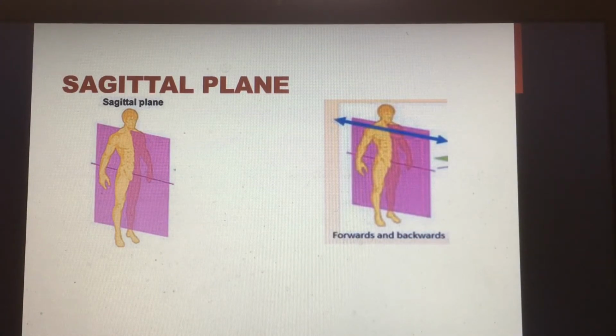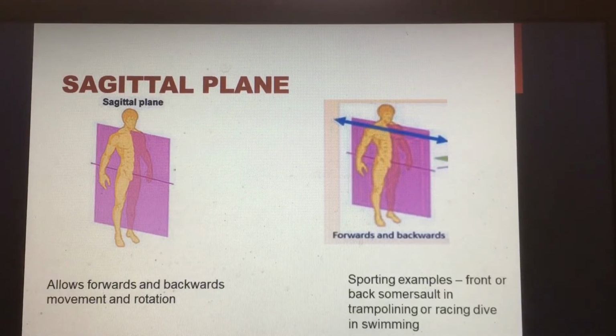So if you lift your hip up, that would be sagittal plane movement. So sporting examples are a front or backward somersault or a racing dive in swimming, because you're going forward and you're rotating forward as you go into the water. And in a somersault, you do a full turn of the body to land back on your feet, either forwards or backwards. Now the movements are flexion and extension of the hips, knees and elbows, and plantar and dorsiflexion of the ankles. Because if we stood in this anatomical position and we lifted our leg at the hip, we'd be going forward in that plane.